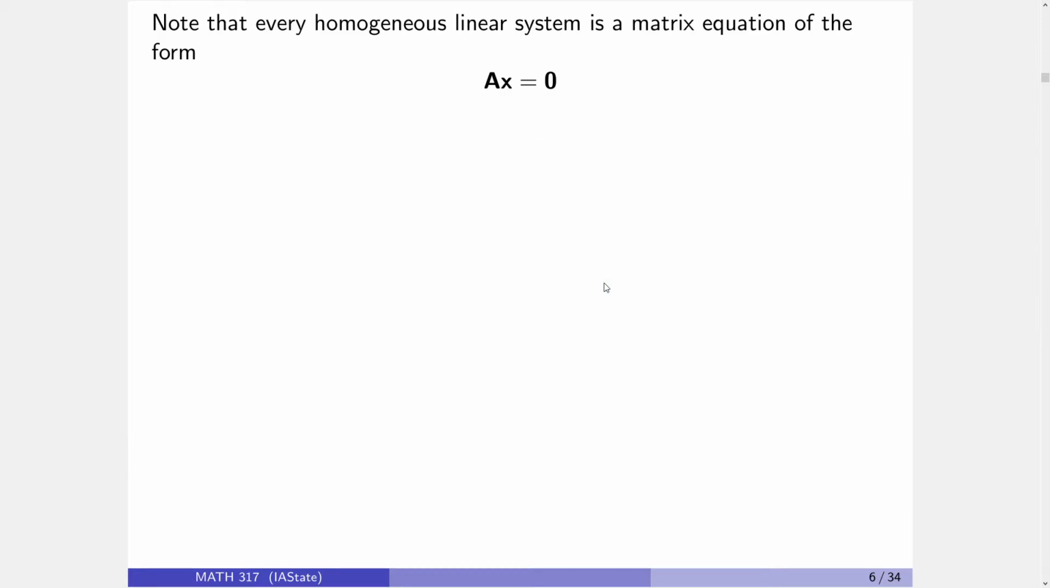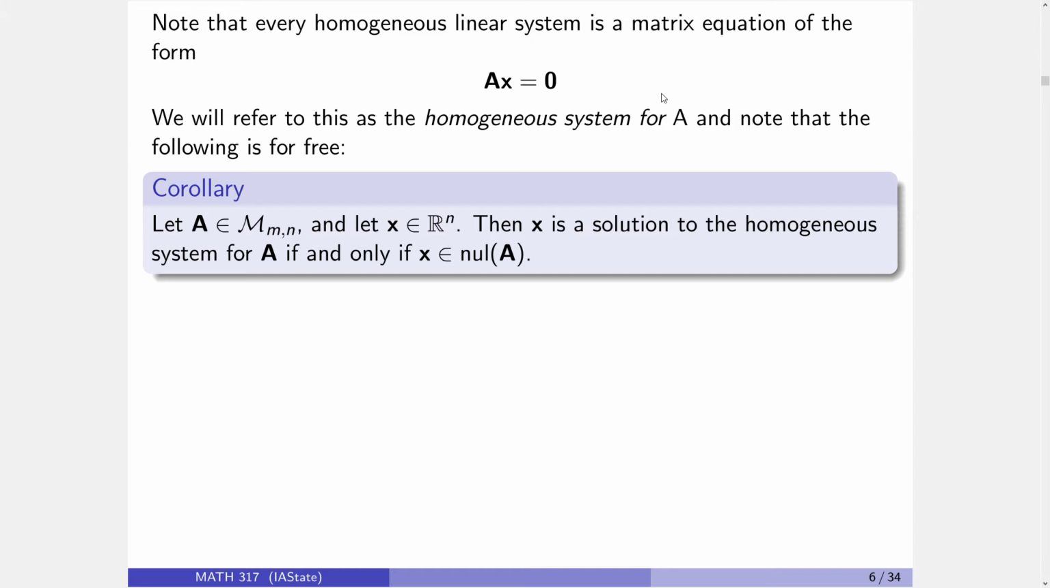Before we get there, let's recontextualize something. Homogeneous linear systems, remember those were the ones where the right-hand side was all zeros. So in other words, homogeneous linear systems are any matrix equation of the form AX equals 0. And, oh hey, isn't that just the null space?